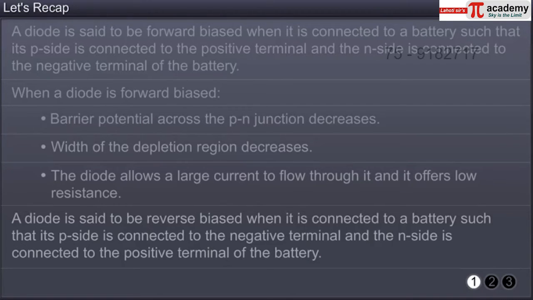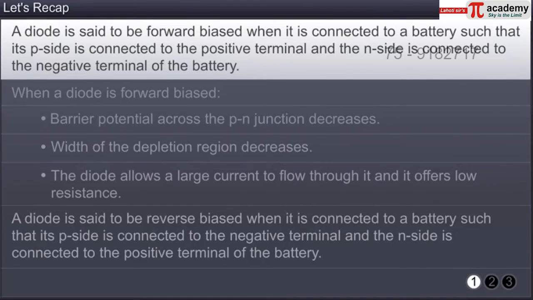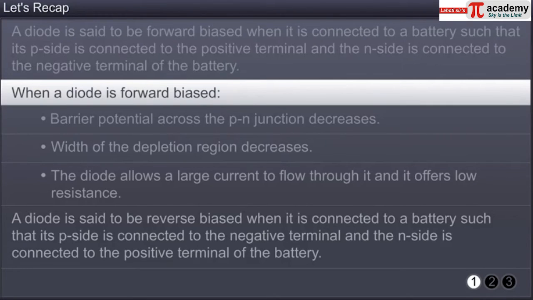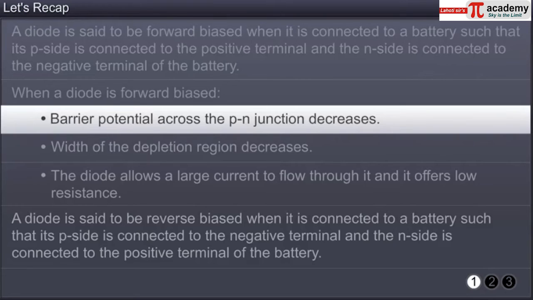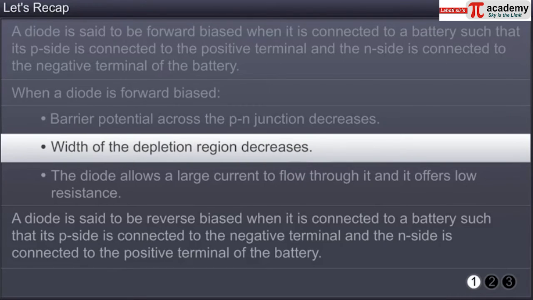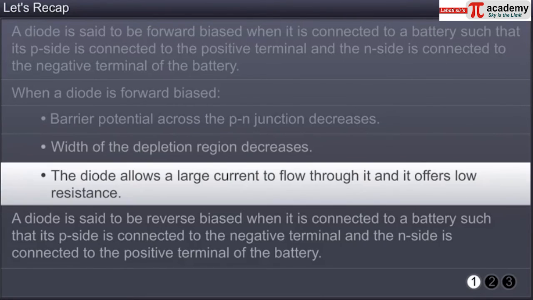You have now reached the end of this module. In this module, you learned that a diode is said to be forward biased when it is connected to a battery such that its P side is connected to the positive terminal and the N side is connected to the negative terminal of the battery. When a diode is forward biased, barrier potential across the PN junction decreases. Width of the depletion region decreases. The diode allows a large current to flow through it and it offers low resistance.